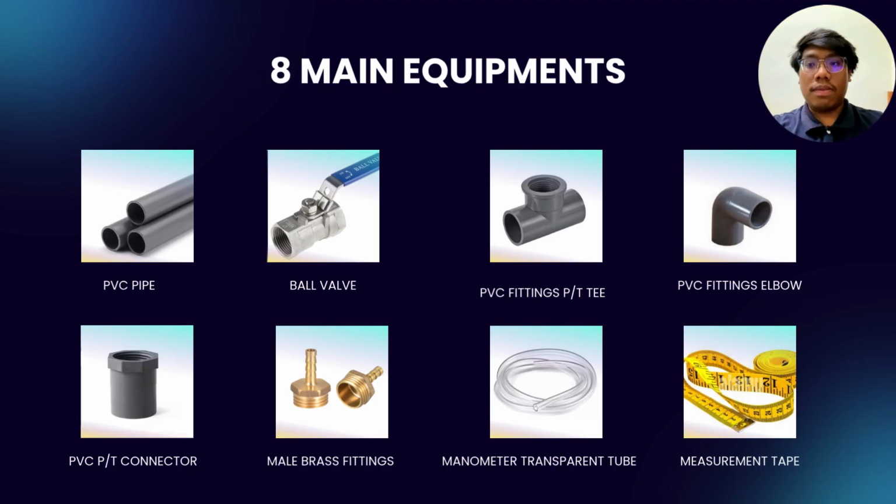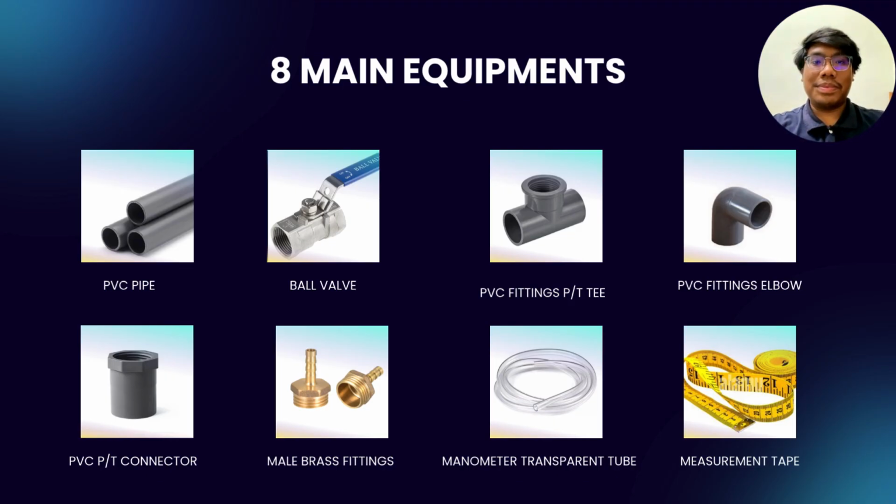And then we have the PVC elbow, a 90-degree fitting used to change the direction of the flow. And then we have the PVC PT connector, a threaded adapter for joining the PVC pipe to a valve or metal part. Then we have the male brass fitting, a corrosion resistant connector for leak-proof hose transition. And then we have the manometer tube, which is clear, flexible tubing used to observe fluid level and pressure head. And lastly, we have the measurement tape, a precise scale to record the water column height and distance.